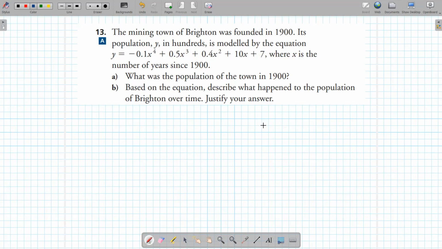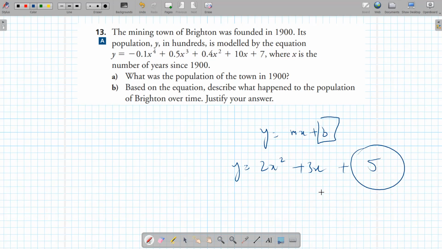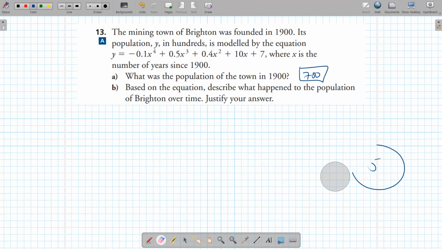You know how in a linear function, y equals mx plus b, your y-intercept is the b value? Same thing applies to any function, right? You see, the y-intercept here is 5, right? So what's the y-intercept here? 7. So what was the population in 1900? Was it 7? 700. Good, it's 700, right? Not just 7.